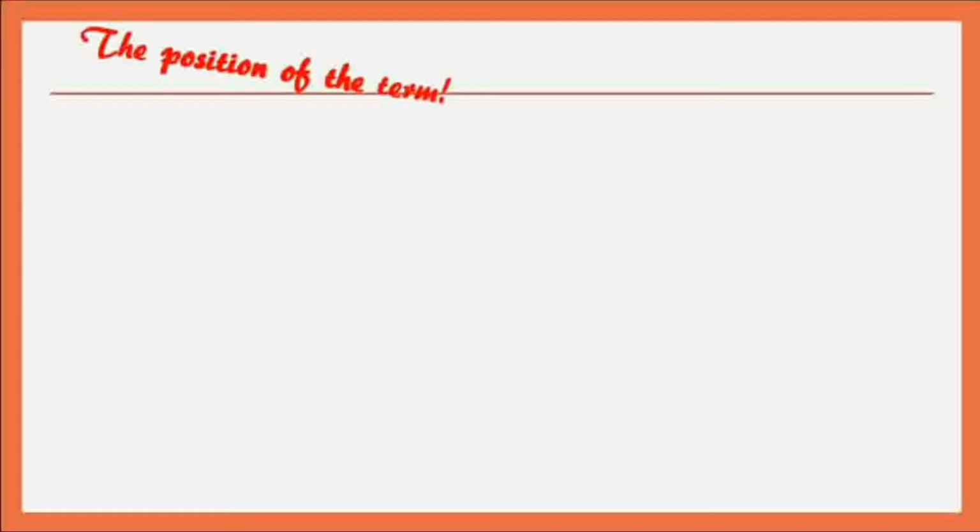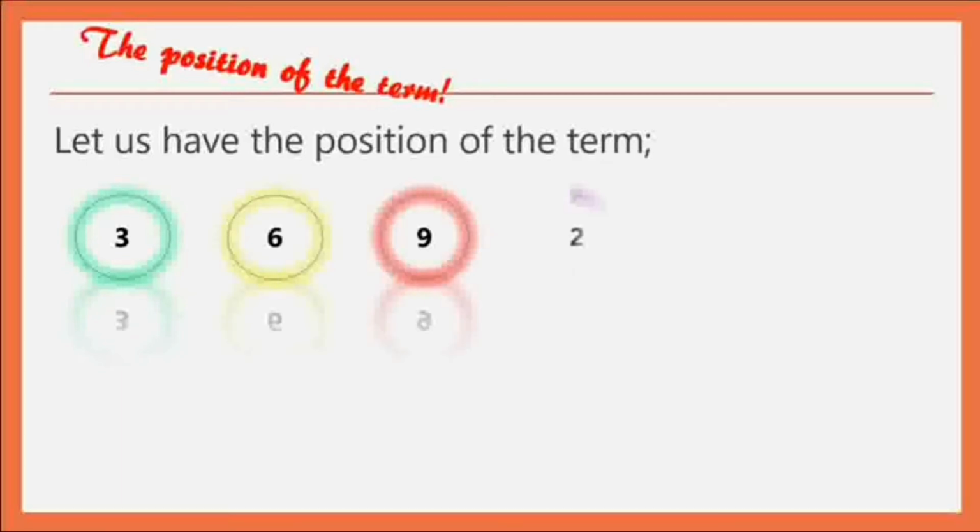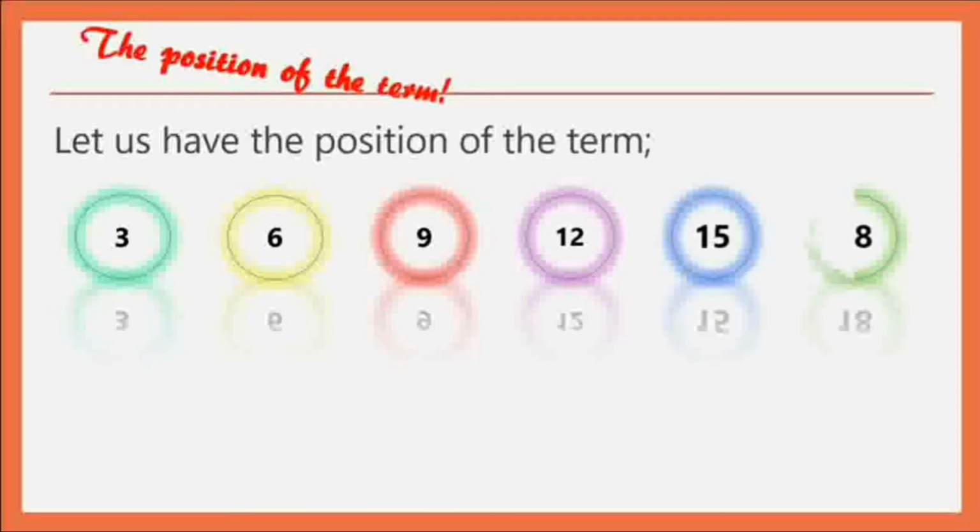So now let us discuss the position of the term. So let us have the position of the term. So our sequence is 3, 6, 9, 12, 15, and then 18. So 3 is our what? Our A sub 1.